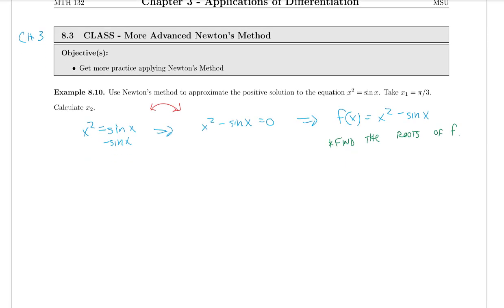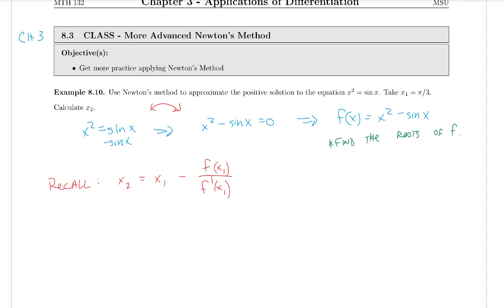Now, to complete this, I need you to recall the equation for Newton's method. It's that our second guess, x2, is equal to our first guess, x1, minus f of x1 divided by f prime of x1. If you're a little bit confused about where this equation comes from, you should go back and watch Ryan's videos. Remember, though, this is just an application of tangent lines, and the equation has been reworked to solve for the x value in the tangent line equation.